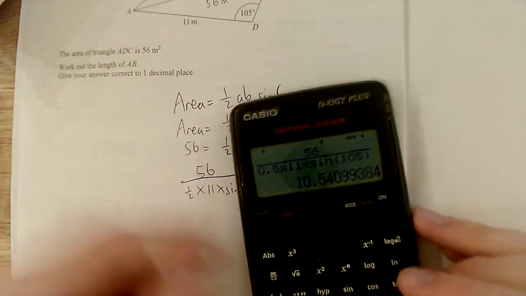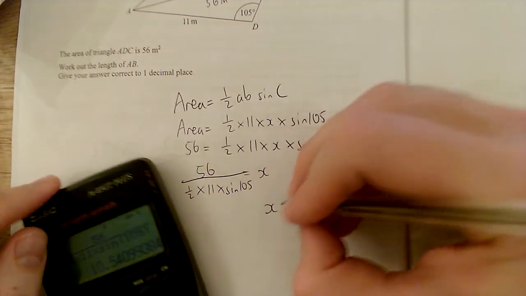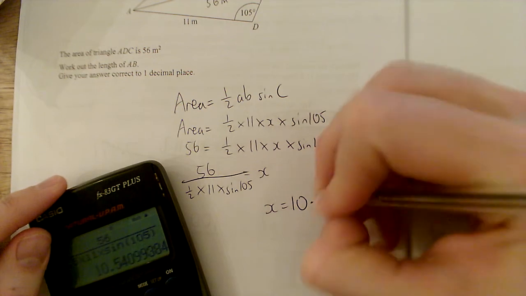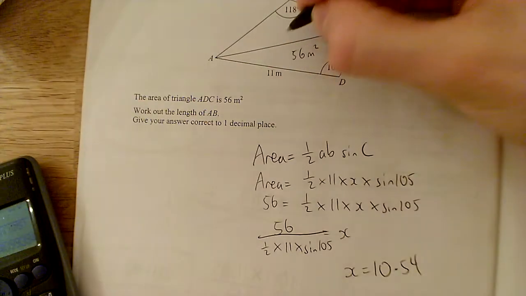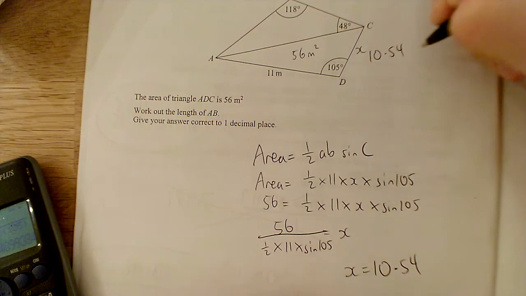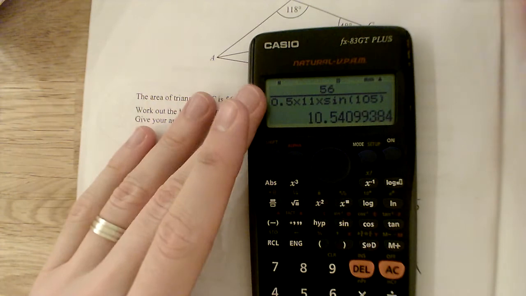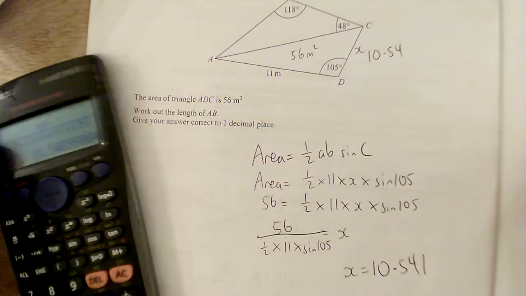which gives me 10.54. You don't want to round this too much because now I know that's 10.54, I can put this in here. So I've got this side x is 10.54. I'm going to need to use that to work out future calculations. So I might call it 10.541.